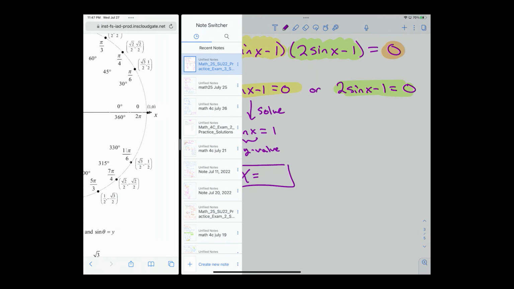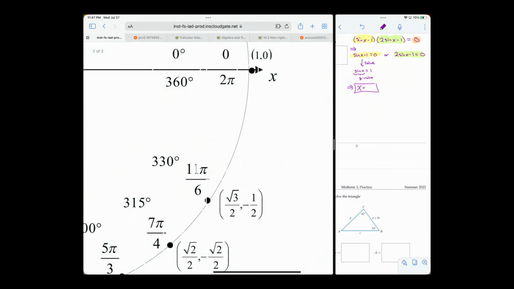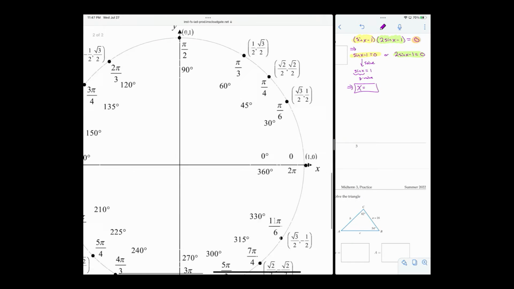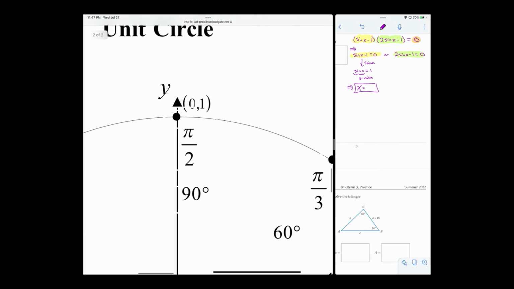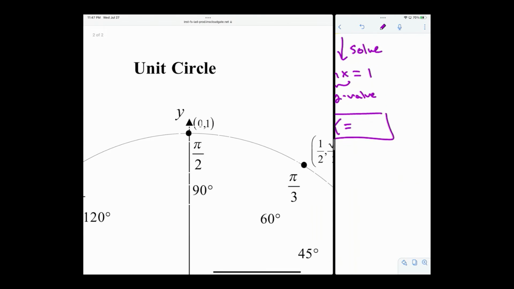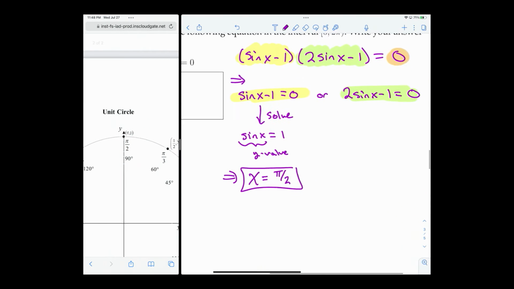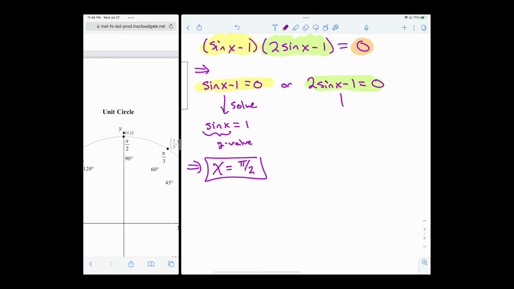Well, you just look at your unit circle. Where is the y value equal to 1? And there's only one place, up here at the top. Right? That's where the y value is 1. So the angle is pi over 2. Okay? And that's half done. So now you have this one we need to solve.